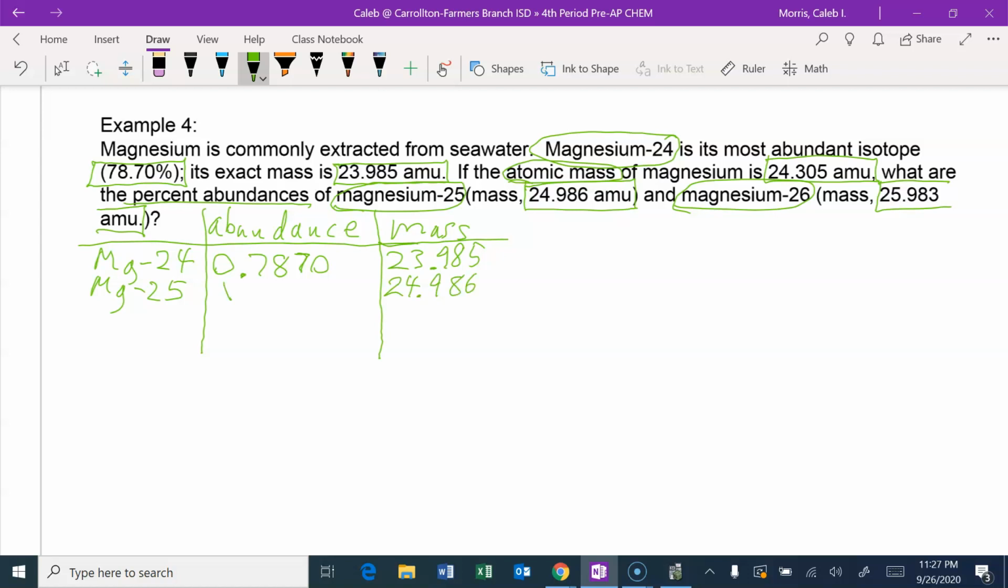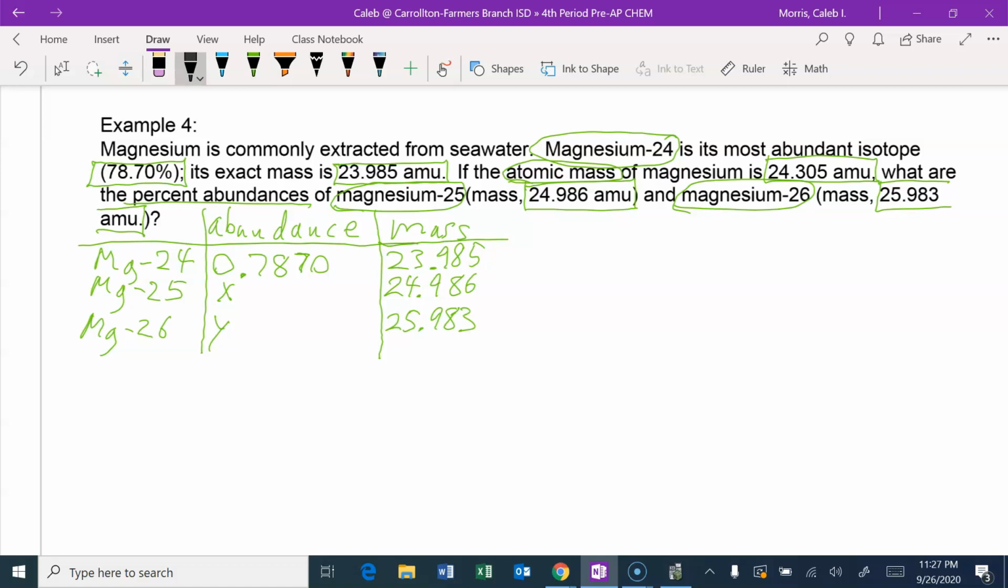We don't know its abundance, so I'm going to call that X. And then we have magnesium 26, which has a mass of 25.983 AMU and an unknown abundance. That's what I'm looking for as X and Y.